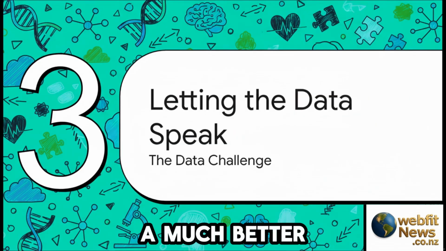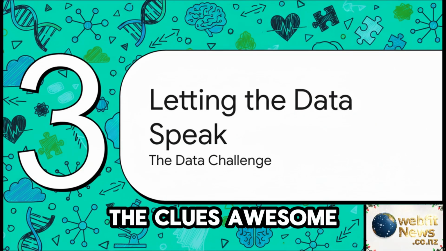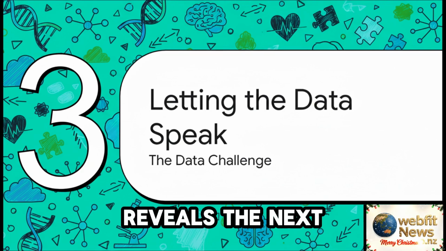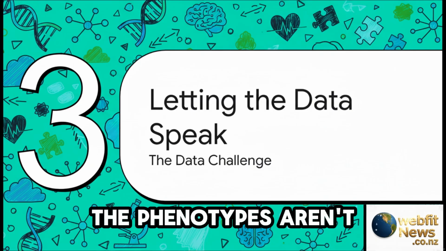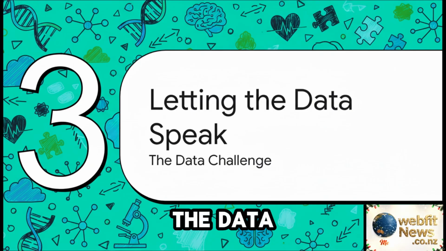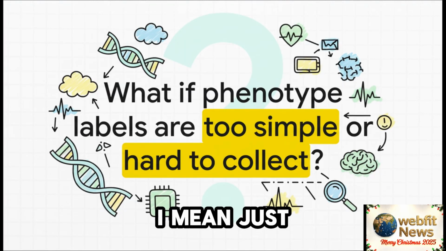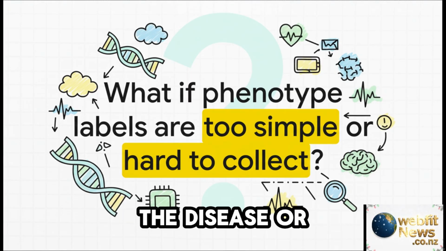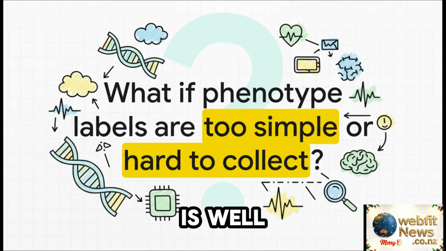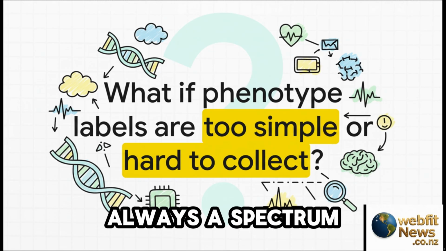Okay, so we've got a much better tool for finding the clues. Awesome. But that just reveals the next big problem. What happens when the labels we're using, the phenotypes, aren't perfect? What if we need to let the data speak for itself? I mean, just think about it for a second. Labeling someone as either has the disease or doesn't have the disease is, well, it's pretty crude, right? Biology is almost always a spectrum.